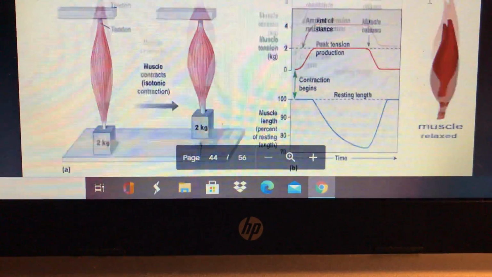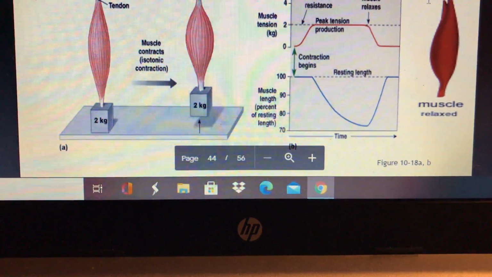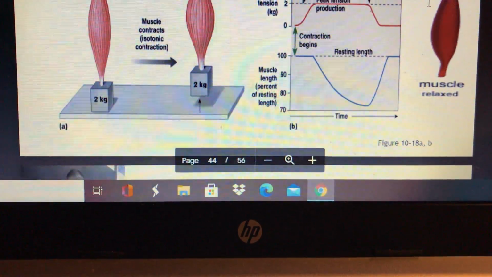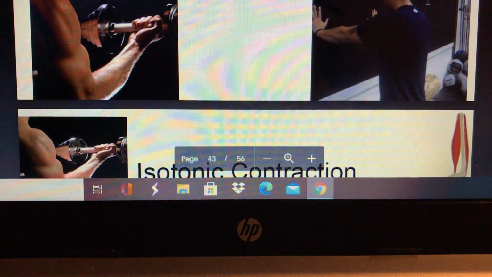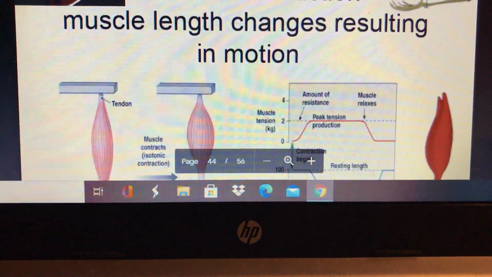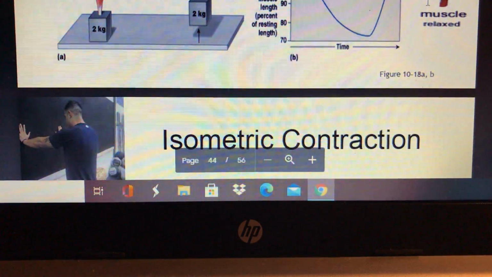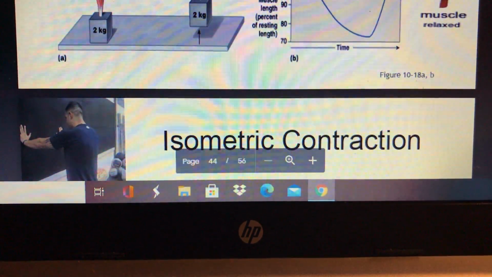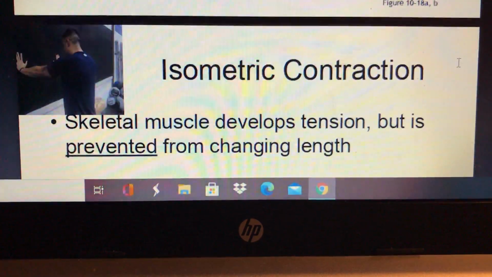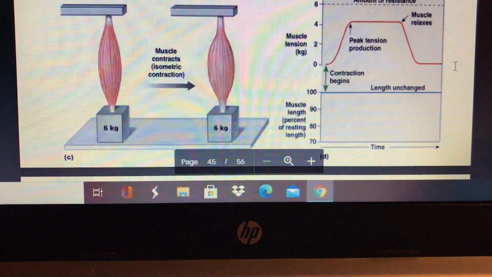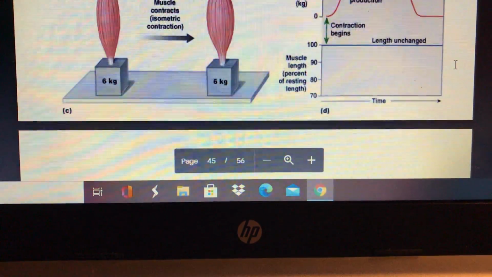With isotonic contraction, the muscle length changes, resulting in motion. Remember, isotonic, same tension contraction. Muscle length changes, resulting in motion. In isometric contraction, the skeletal muscle develops tension, but it is prevented from changing length.